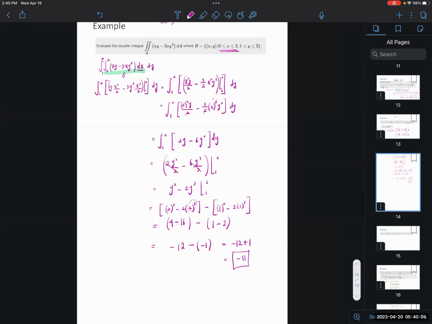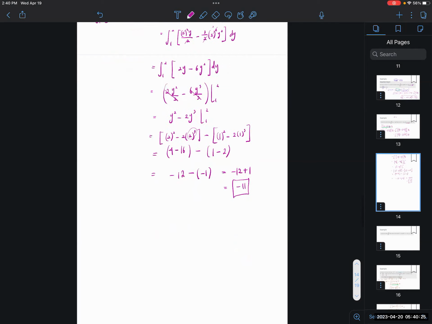Okay. So you can finish up this. Again, if you change it to dy dx or dx dy, the answer is going to be the same, negative 11. So that's it. That's how you take the double integral. Nothing is special. Definitely you can handle it. I have just one more example. I'm going to go down here.